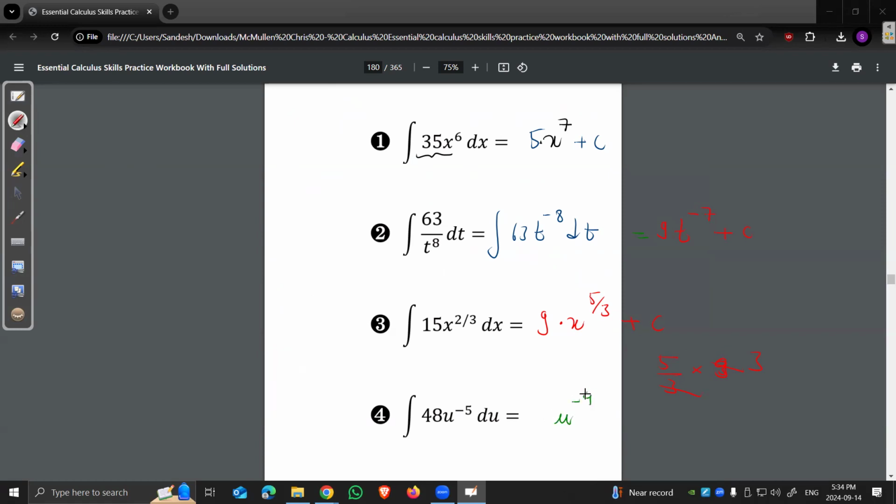What do we need to multiply that by? That's going to come down, so you'll get negative 4. We need to multiply this by something to get 48. What is that number? Negative 12 is correct as well.